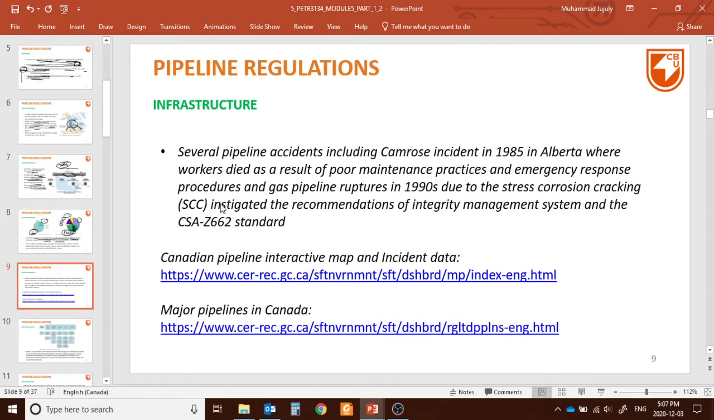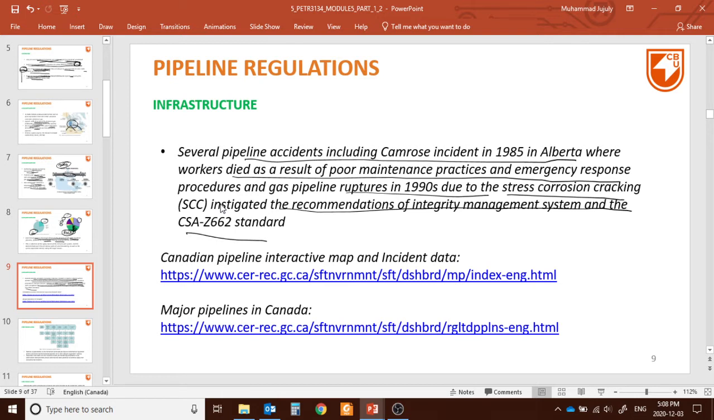Okay, now several pipeline accidents, including in 1985 the Cambrose, where a worker died as a result of poor maintenance practice and emergency response. And in the 1990s there were some stress corrosion cracking incidents too. These actually led to the recommendation of integrity management in the CSA Z662 standard.